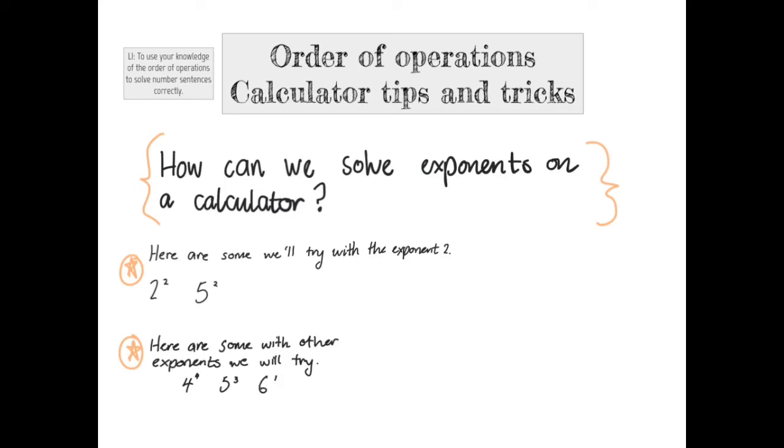So these are the two we're going to start with. So 2 squared and 5 squared. Okay? And then you're welcome to try anything else squared. Okay, so squared is when the exponent is 2.